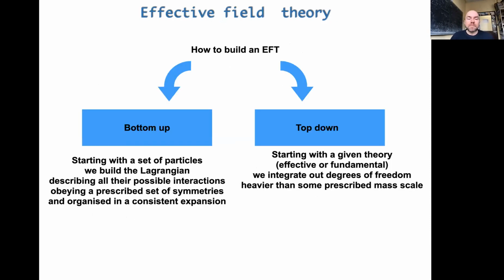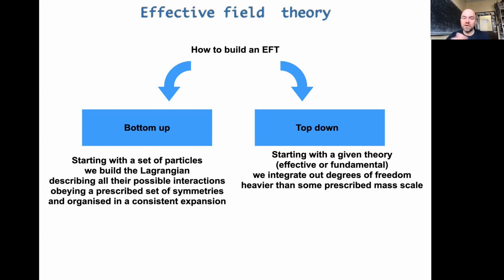So you could see that you could get to an effective field theory in 2 different ways. One is bottom up. Or maybe what I was describing was a top-down approach. In a top-down approach, we have a given theory, and then we move to a low energy regime of that theory, and then we can integrate out. So the procedure of getting rid of the heavy degrees of freedom is called integrating out. And we integrate out the degrees of freedom heavier than some prescribed mass scale.